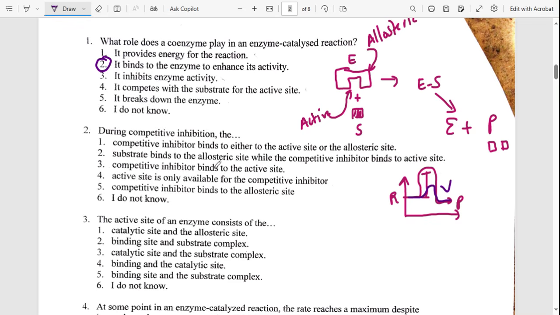Next is saying competitive inhibitor binds to the active site. During competitive inhibition, this is true, isn't it? Competitive inhibitor binds to the active site. Next, active site is only available for the competitive inhibitor. This is not true because the active site is also available for the substrate. The last one is saying competitive inhibitor binds to the allosteric site, and that is false because that's for non-competitive inhibitor. Is this okay?